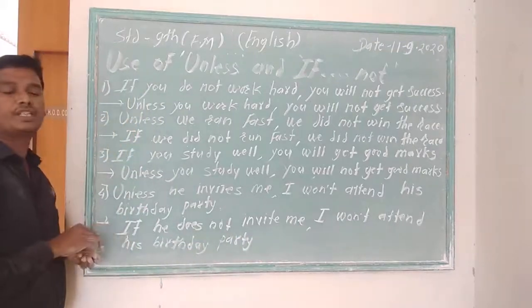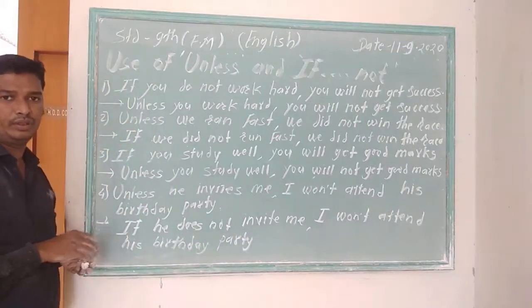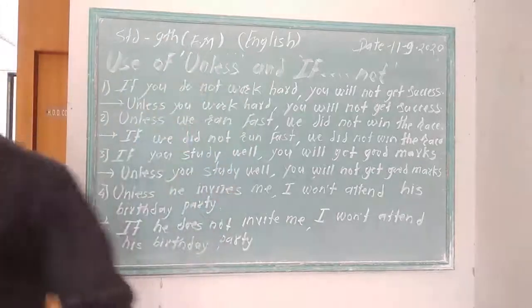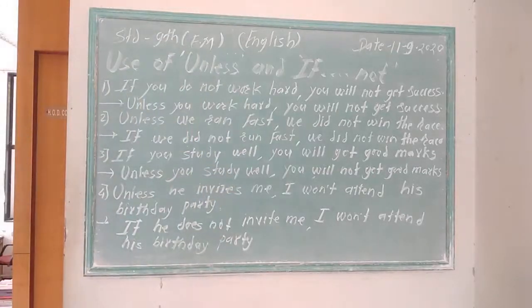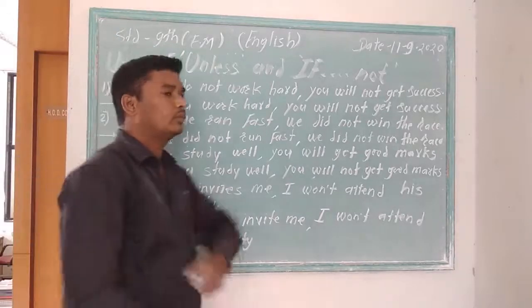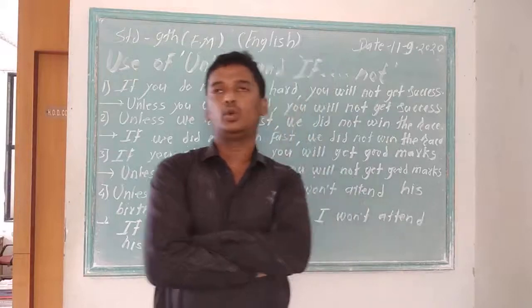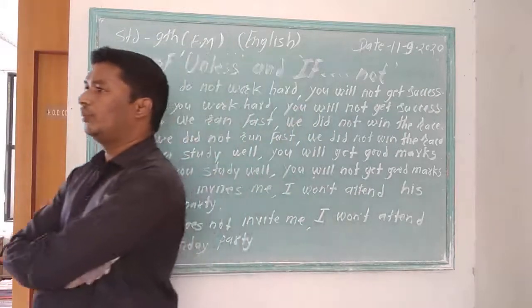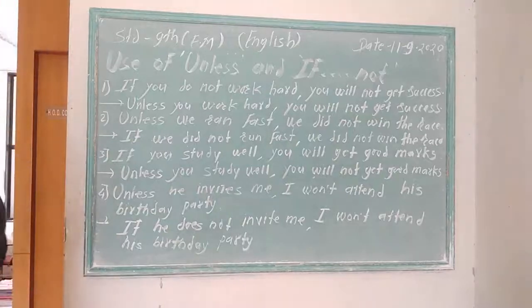In this way, we have to replace if with unless and unless with if. Now take the rules. First rule: in this part, comma, we have to replace unless with if. Put unless and if into single inverted commas, unless with if and vice versa. Full stop.